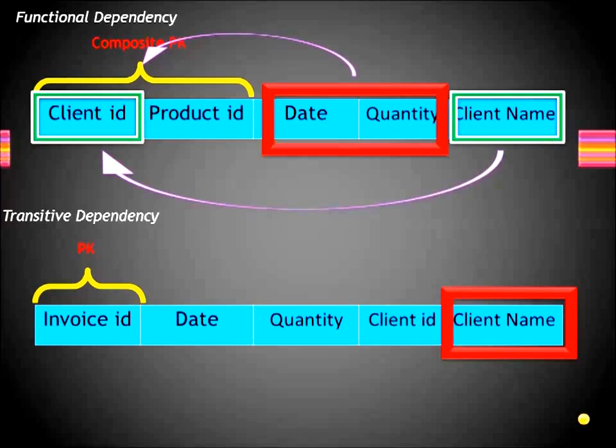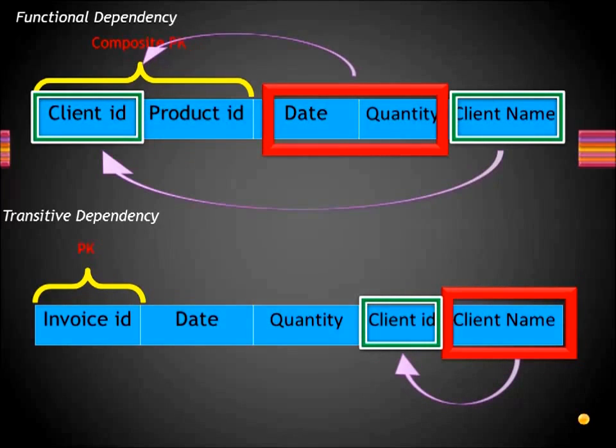Let's look at the client name. Basically, client name is not related to the invoice ID. So client name is not changing based on the invoice ID. It's related to client ID, and client ID is not part of the primary key. So in this case, we say that there is a transitive dependency in the table.